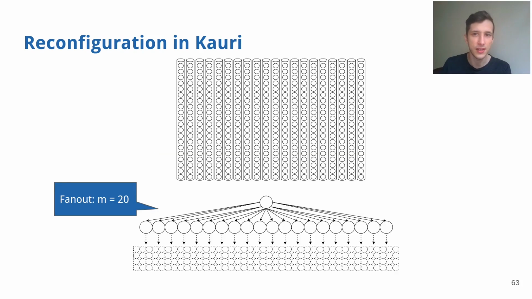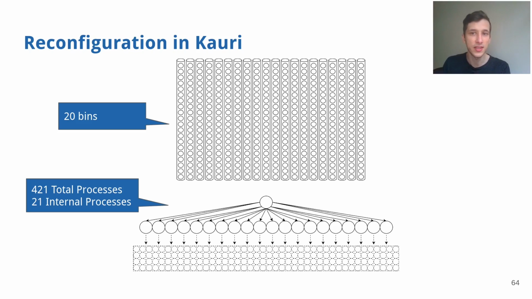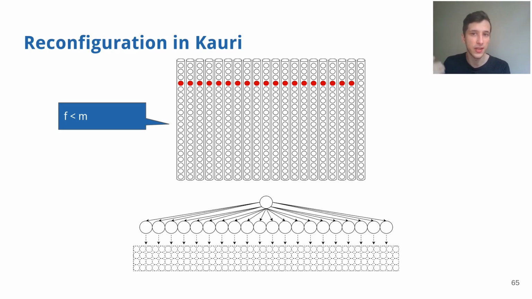Now, for the opposite extreme, assume a system with a fanout of 20 and 421 nodes. This results in 20 bins of 21 processes each, which is the number of internal nodes in the system. And for F smaller than M, we can tolerate 19 failures without ever having to fall back to a star.